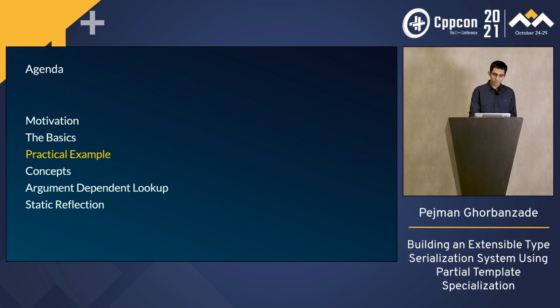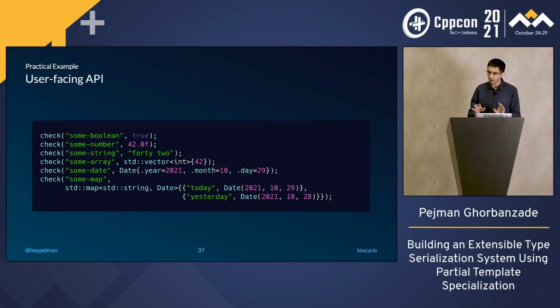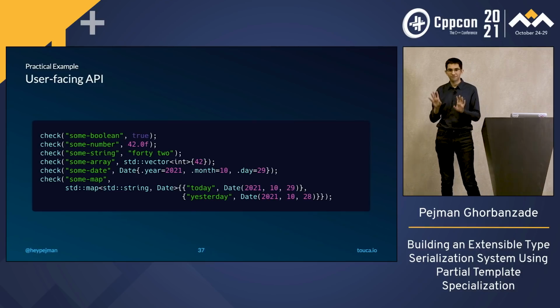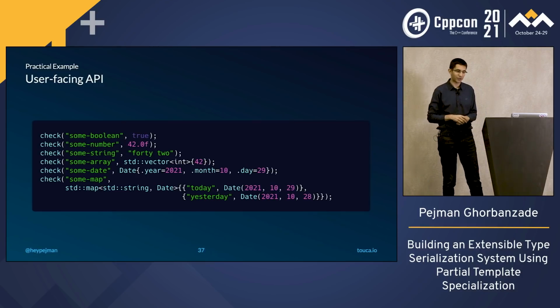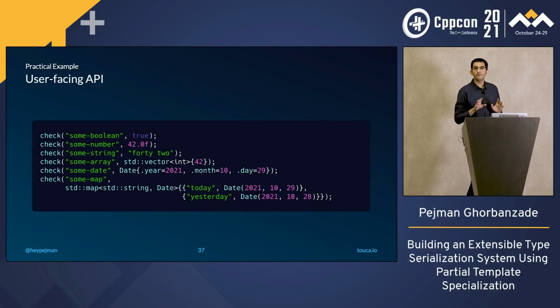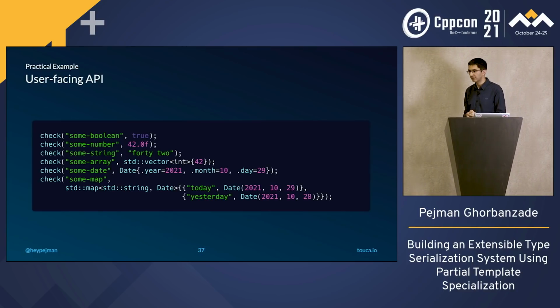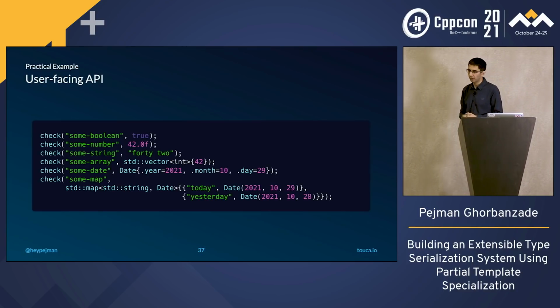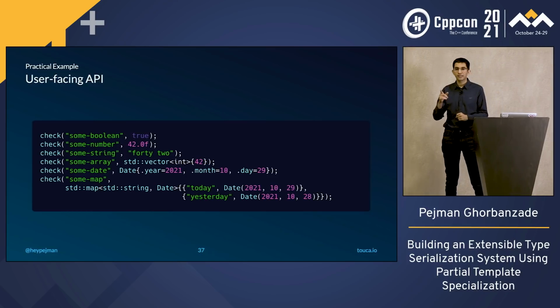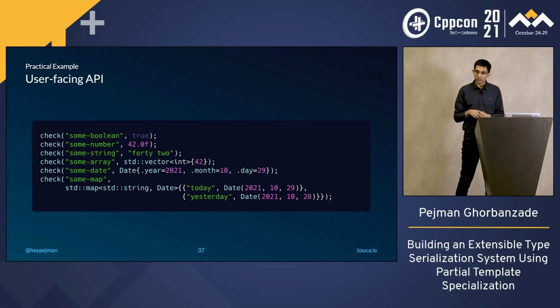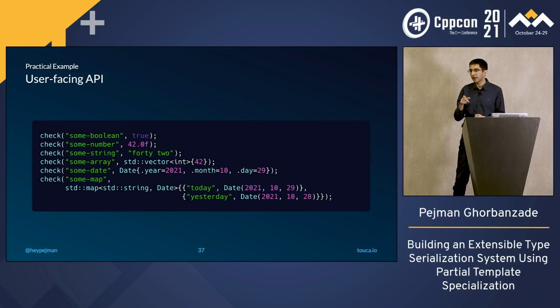So let's put that aside. We know that maybe partial template specialization is not great at developer experience, but let's just say if we wanted to do this using partial template specialization, how would we go about doing it? Now, this is the same check function that I was showing you earlier in this talk, and you see here that I'm passing some different types as the second parameter.